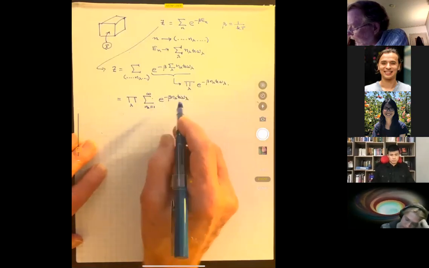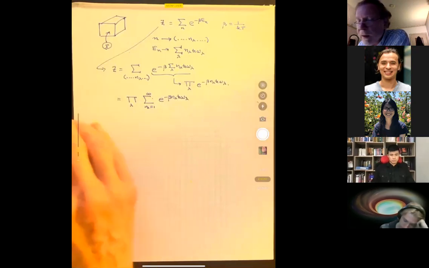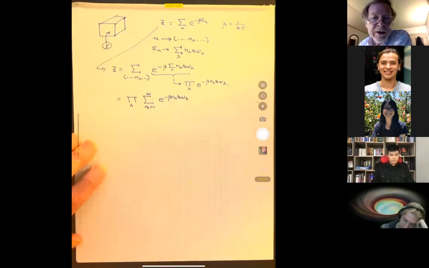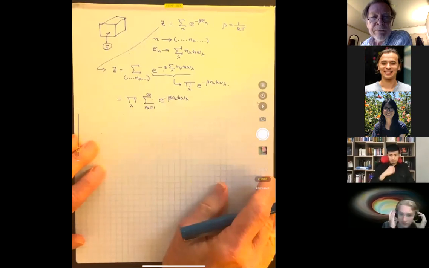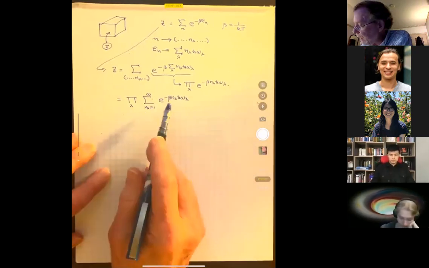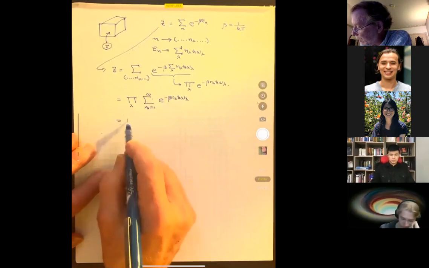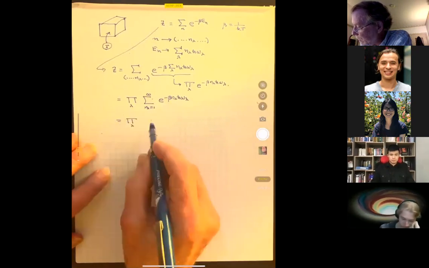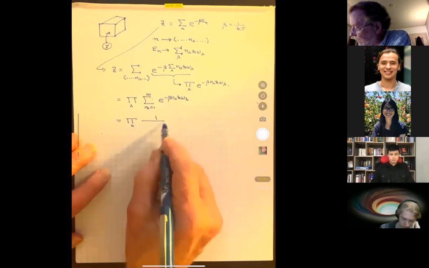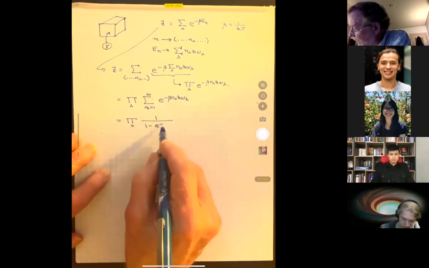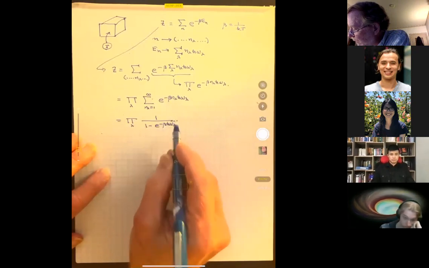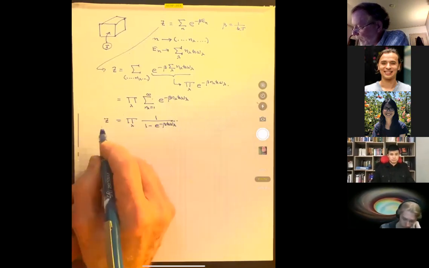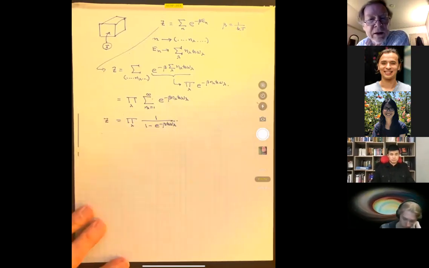Omega depends on lambda because lambda contains k, and omega does not depend on the polarization. It just depends on the k part of lambda. In any case, this n lambda sum is now a geometrical series and can be summed. So this turns into the product over lambda of the sum, which is 1 minus e to the minus beta h bar omega lambda, like so. And that's the partition function for the free electromagnetic field contained in a box.